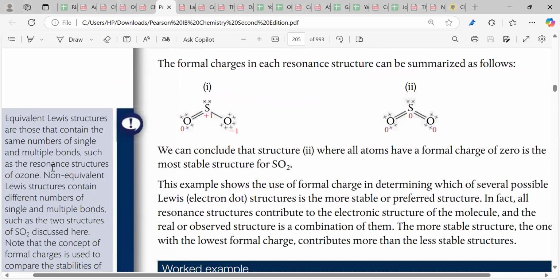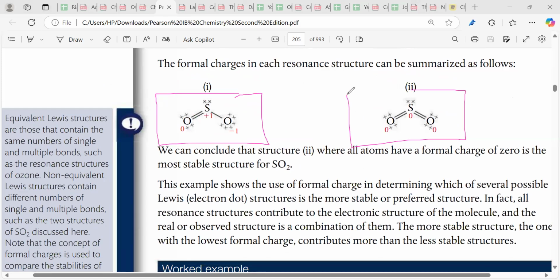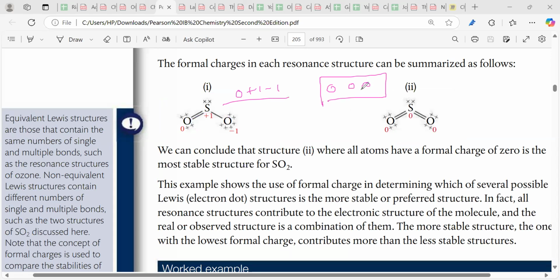So what we do? We put the formal charges, right? Now listen. Which one to take as the more favored Lewis structure? The more favored Lewis structure is where the formal charge distribution is the minimum. Many people add up these, and adding them up will always come to 0. So minimum distribution of the formal charges. This is 0, plus 1, minus 1. And this is 0, 0, 0. So this is the more favored formal charge distribution. Is it clear? Understood?